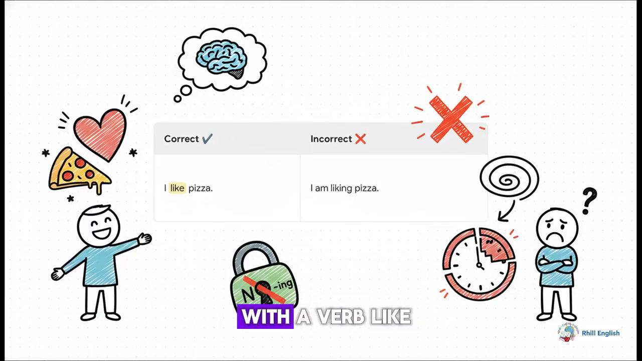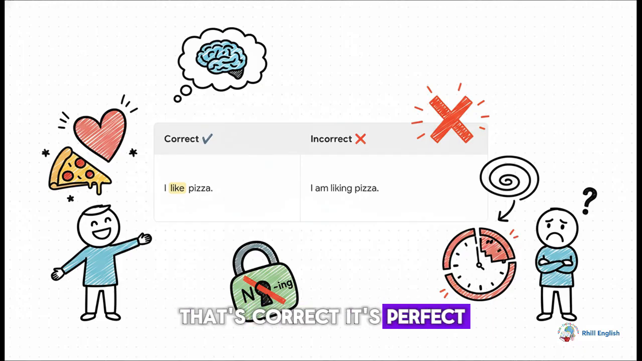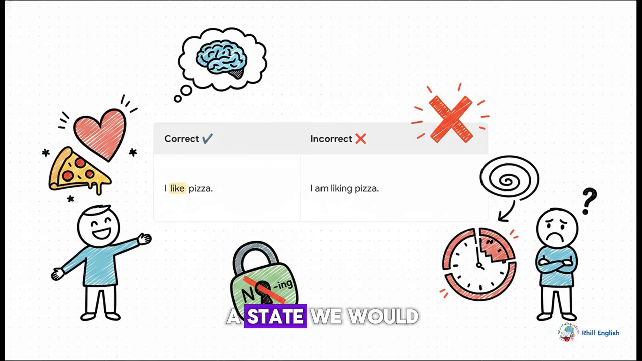Let's use our rule with a verb like. We say, I like pizza. That's correct. It's perfect. Because like is a feeling, a state. We would not say, I am liking pizza. And why not? Because of our golden rule, no ing.